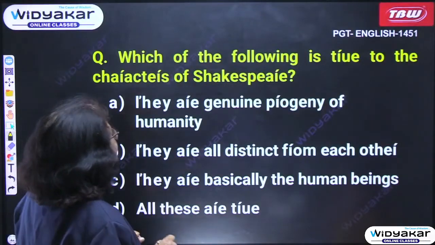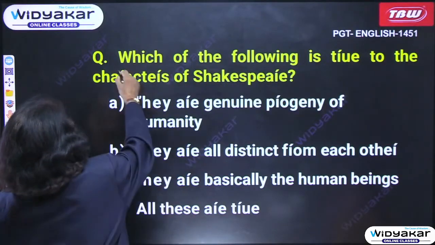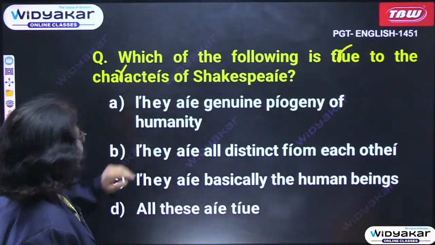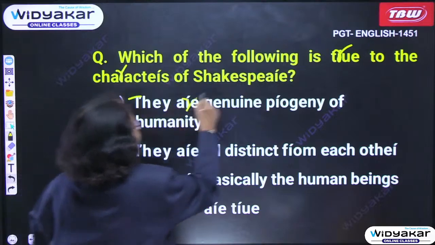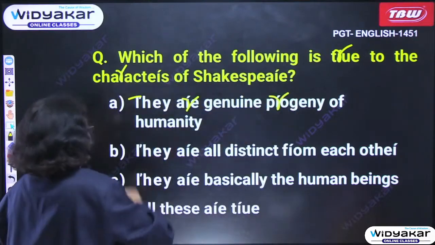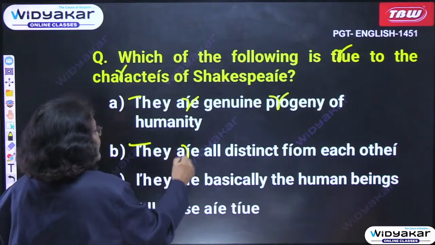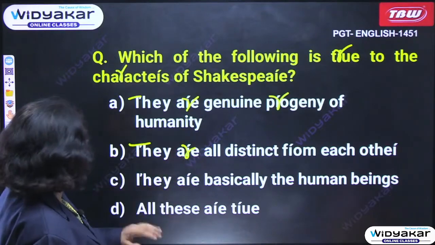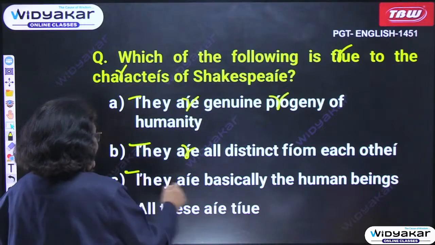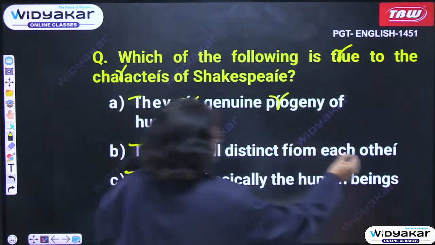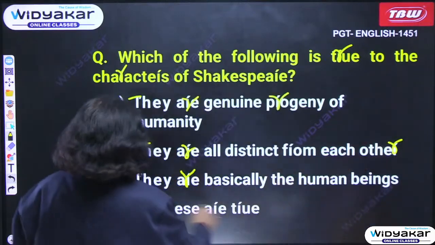Which of the following is true to the characters of Shakespeare? A, they are genuine progeny of humanity. B, they are all distinct from each other. C, they are basically human beings. And all these are true.